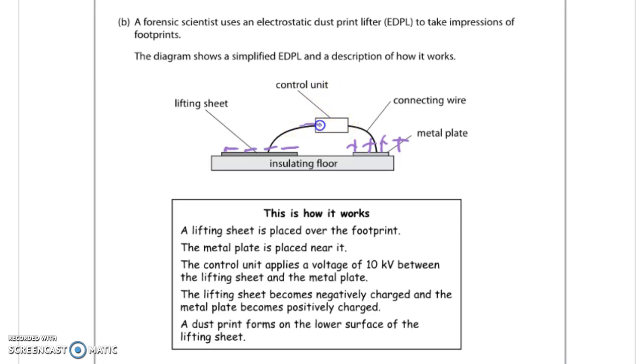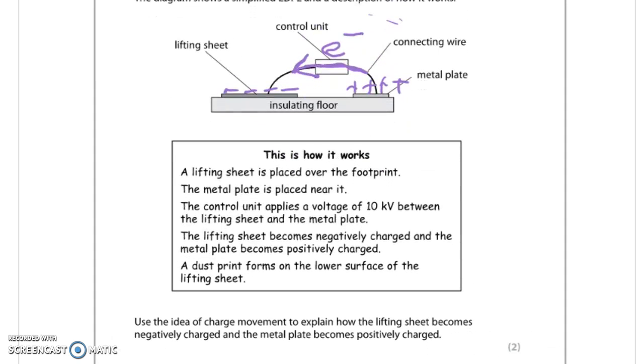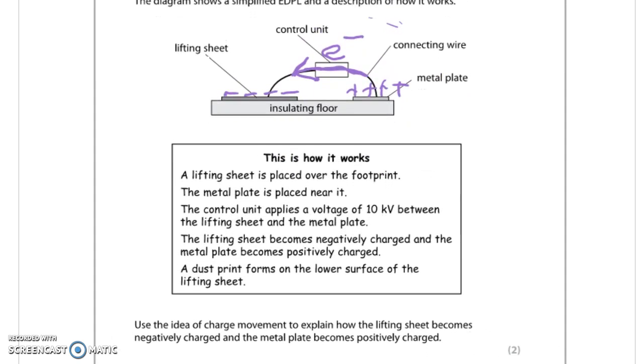Now, the charges that can move in a wire are electrons. So that means that electrons have flowed from the metal plate over to the lifting sheet. But if you look at the net charge, the total charge across the whole system, then that still remains 0. Looking at the question, if you said that the electrons have flowed onto the lifting sheet and the electrons have flowed off the metal plate, then that would be enough to get you both of those marks there.